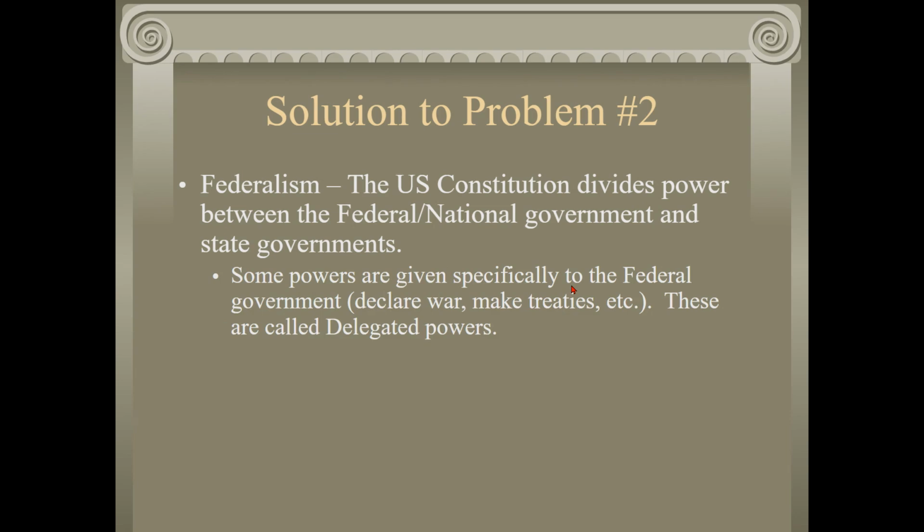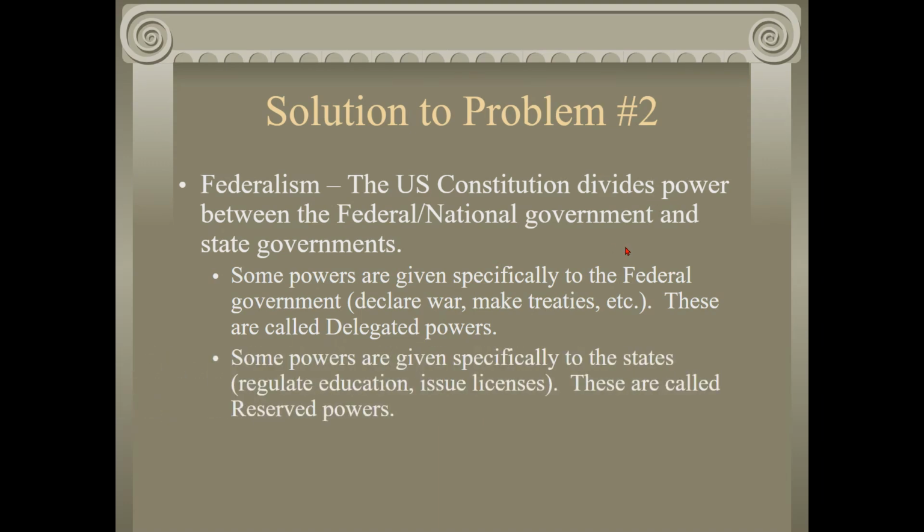So some powers are specifically given to the federal government. Those things that need to be the same for all the states. The power to declare war, the power to make treaties. These things are specifically given to the federal government, and they're called delegated powers. And then some powers are specifically kept for the states. All right? So the first ones are delegated powers to the federal government.